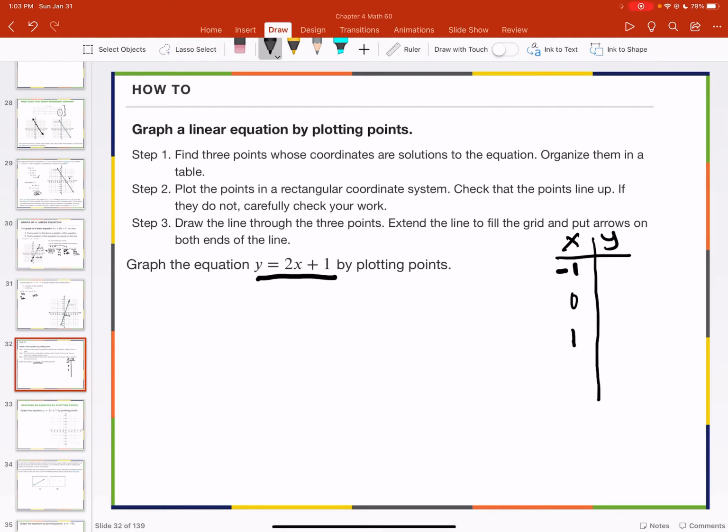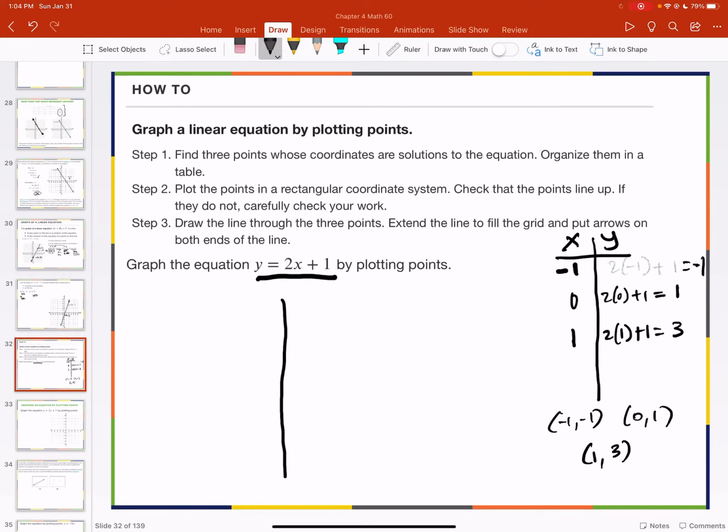Plugging this into y, I get y is equal to 2 times negative 1 plus 1, which will equal negative 1. If I plug in 0, I get 2 times 0 plus 1, which is just equal to 1. And if I plug 1 in for x into the equation y equals 2x plus 1, that's going to be 3. So now I have the points (-1, -1), (0, 1), and (1, 3). Remember, x first and then y.